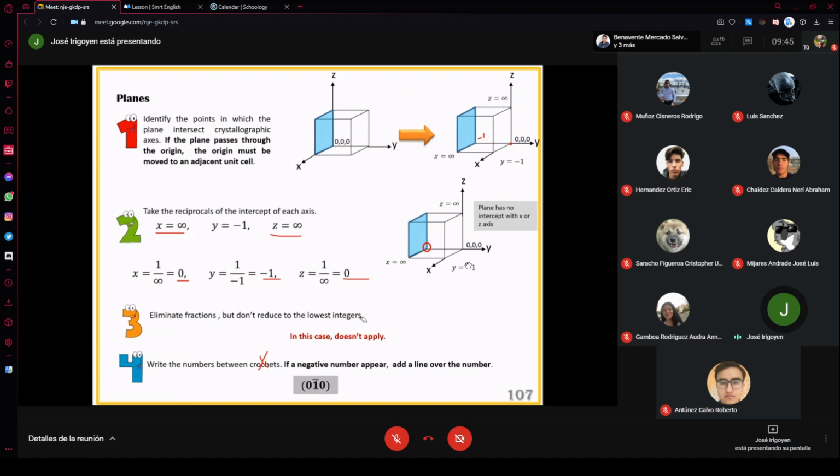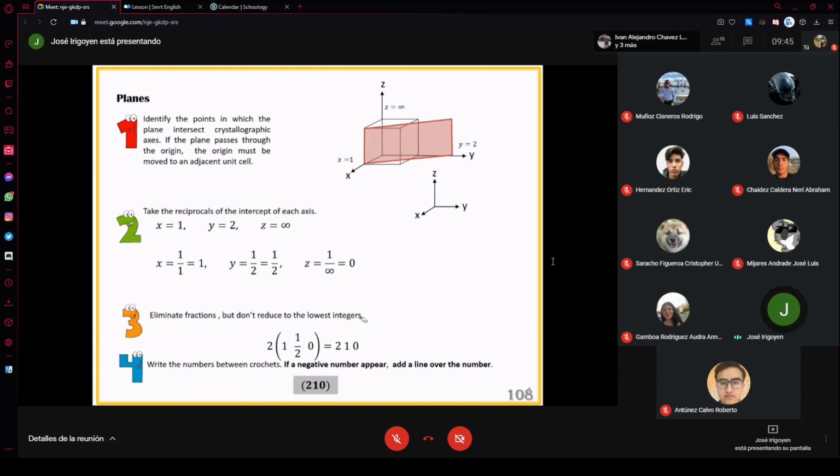Well, let's check another exercise. Another example, right? So now we have this plane. Same thing: identify the points at which the plane intersects the crystallographic axes, and if the plane passes through the origin, it must be moved to an adjacent unit cell. In this case, we have the intersection of the plane in the x-axis at 1. In the y-axis, the intersection is going to be at 2.